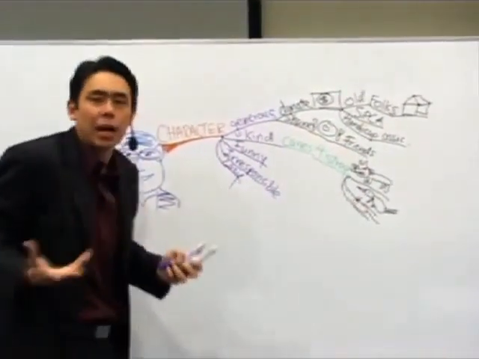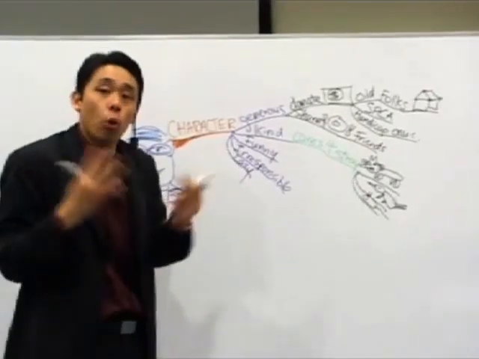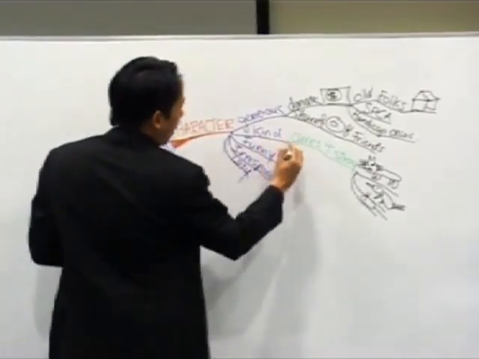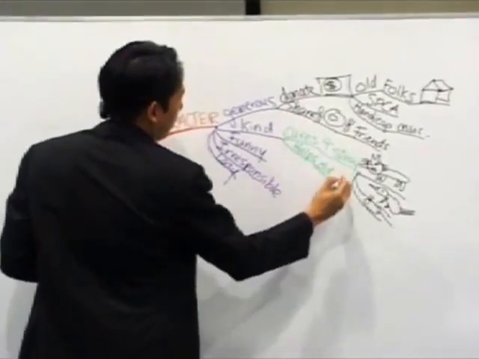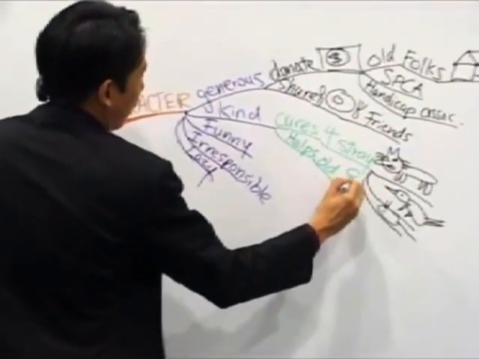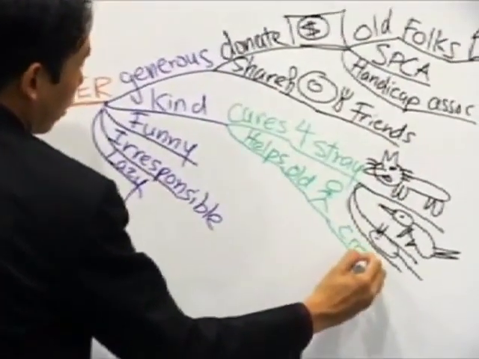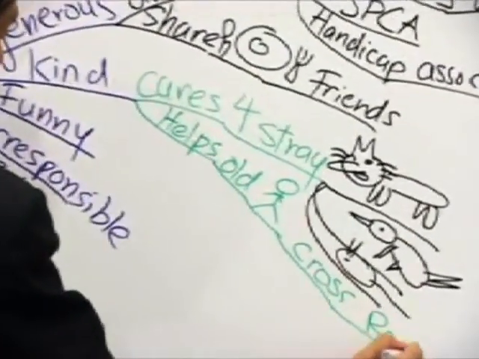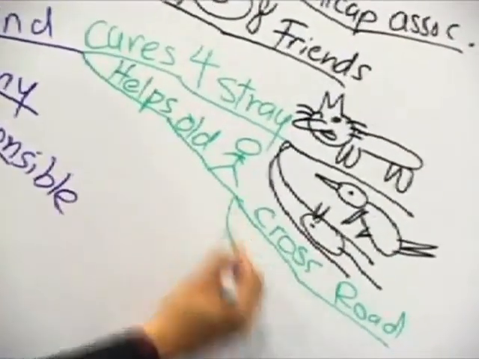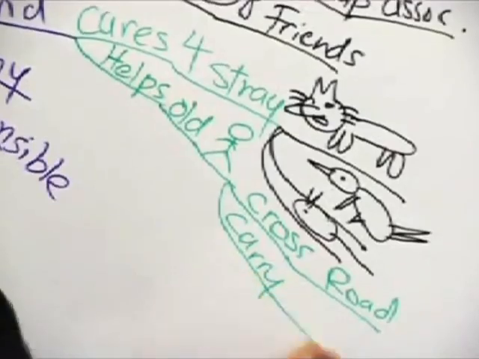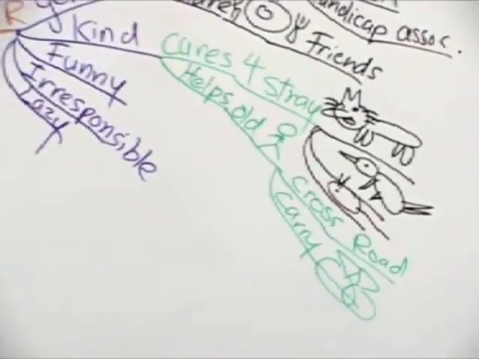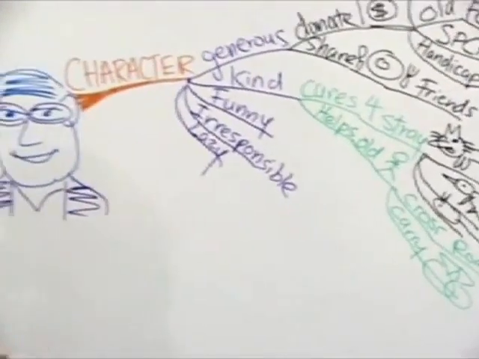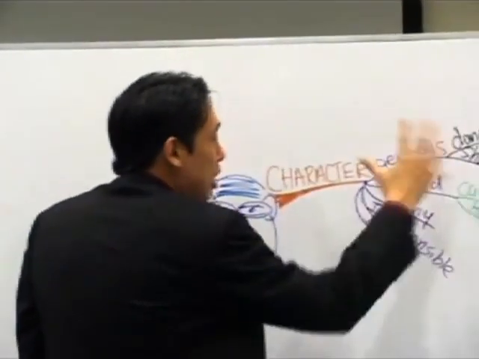Or why else is he kind? Maybe he's kind because he helps old people across the road. So helps old men cross the road. And maybe he also helps the old man carry bags. All right, so I'm just giving you some examples over here. So as you see, I'm using all the principles, all the rules. So similarly, I'll add in more details for each of these main points.